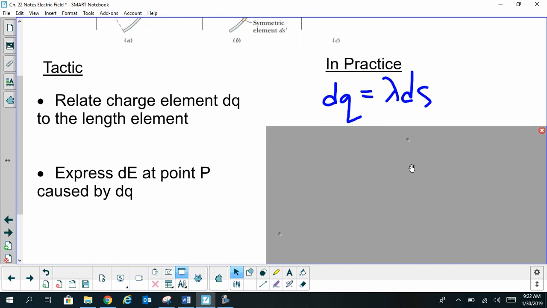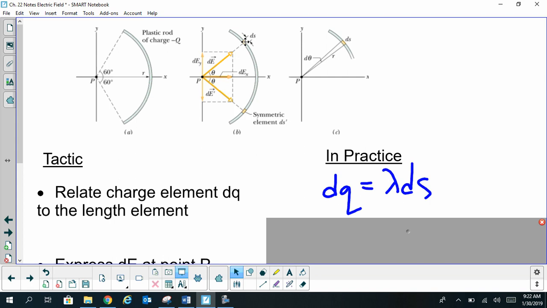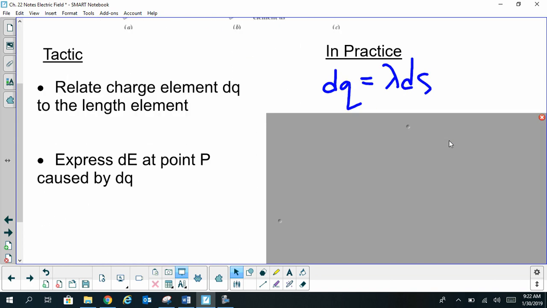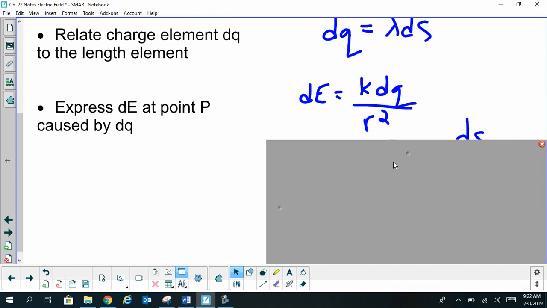Our second tactic is to express the magnitude of the electric field at point P that's caused by that little charge. So we're basically going to treat this little piece right here as a point charge, and we found the electric field for a point charge already, in our simulation. So here we go. Our electric field is equal to K times our charge. But remember, it's not the whole charge of the whole arc, it's just the little bitty charge, dq, over r squared. That's our formula.